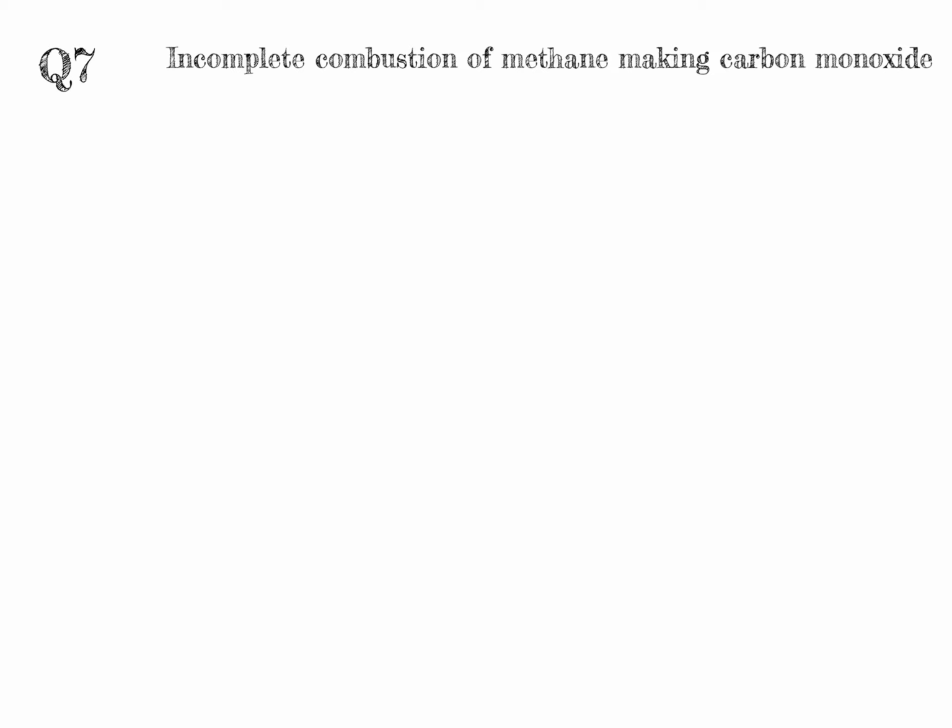Okay, so the next example, question 7 on your sheet, incomplete combustion of methane making carbon monoxide. And I've specified which product I want you to make because there are different types of incomplete combustion that you could write an equation for, and I'll show you another example next. So again, let's break down the question and figure out what it's asking us to do. So we know that combustion means to react with oxygen, and we know that methane is CH4.